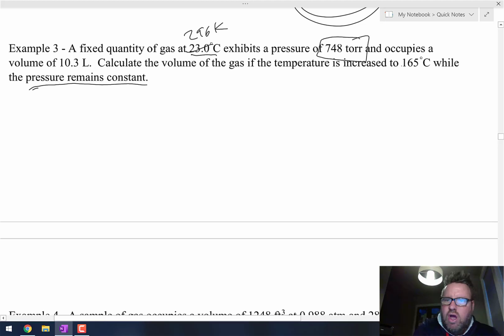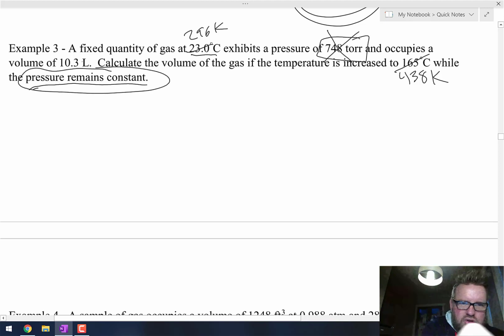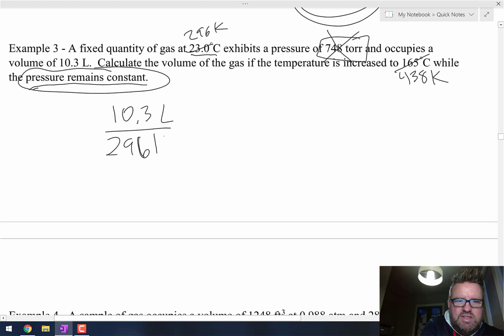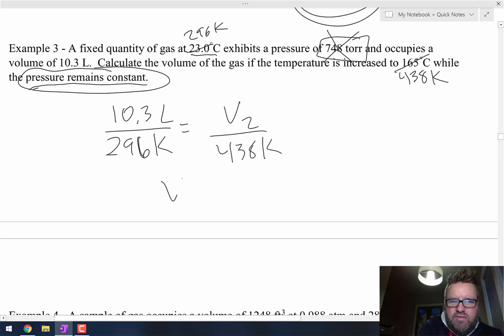Okay? So 273 plus 165 is 438 Kelvin. So we've got our temperatures in Kelvin. We're not using that 748 torr at all because it tells us the pressure remains constant. We have to read that very carefully. So V1 is 10.3 liters, 296 Kelvin. Our new volume is again our unknown, and then 438 Kelvin.